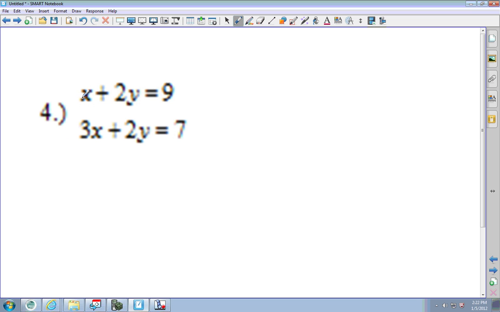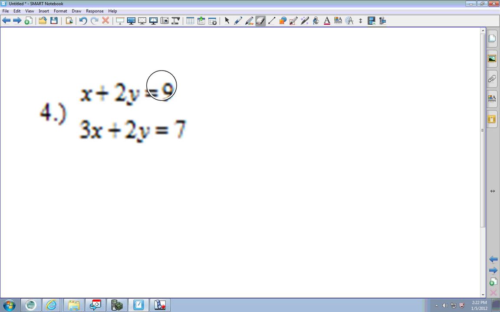Well, let's talk about this. What if I wanted to eliminate my x's? What would I need this up here to be to make it go away with the 3x? I need it to be a 3, and one of them needs to be negative. So I would multiply the top equation by -3. We could solve it this way, and then you can eliminate the x's.